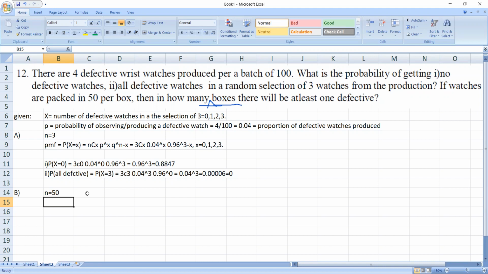So you have n is equal to 50, and this production population proportion of defective remains the same, because we are still sticking to the same production unit, so p remains the same.